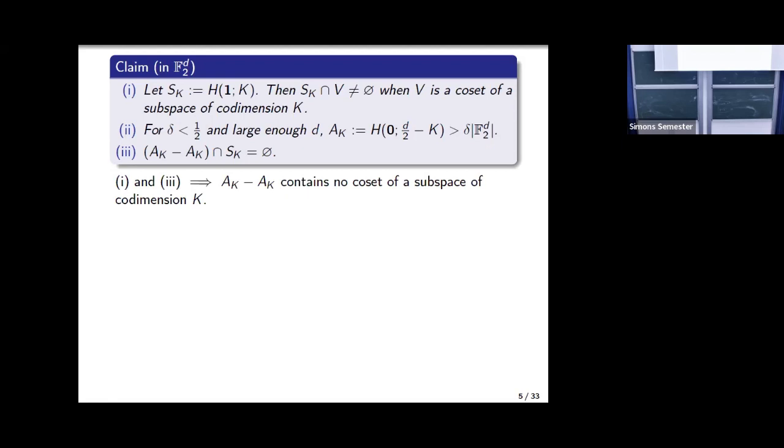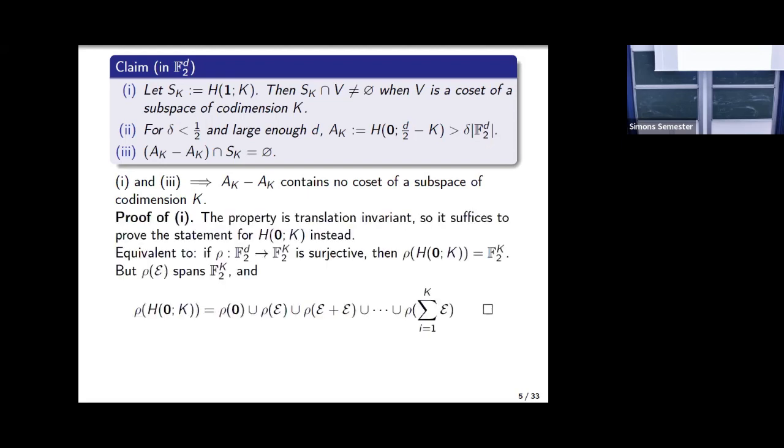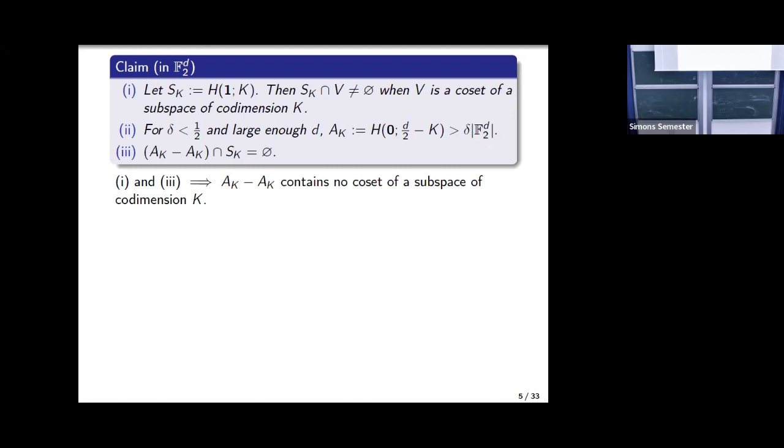Together, 1 and 3 imply that the difference set AK minus AK contains no subspace of codimension K, because if AK minus AK did contain a subspace of codimension K, then that coset contained there would have non-empty intersection with the Hamming ball around 1. So AK minus AK would have non-empty intersection with it. So 1 and 3 together tell you that AK minus AK does not contain a coset of a subspace of codimension K.